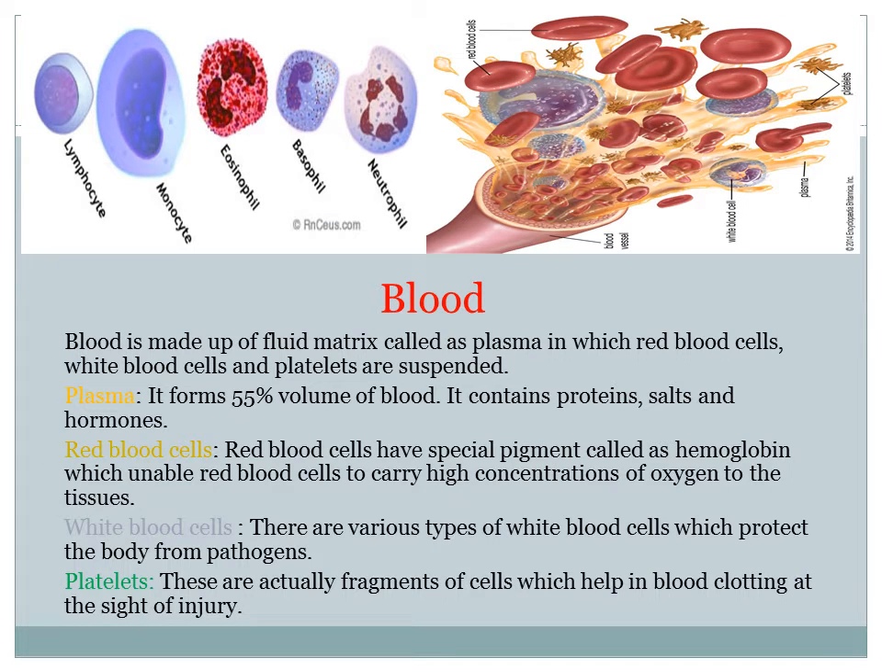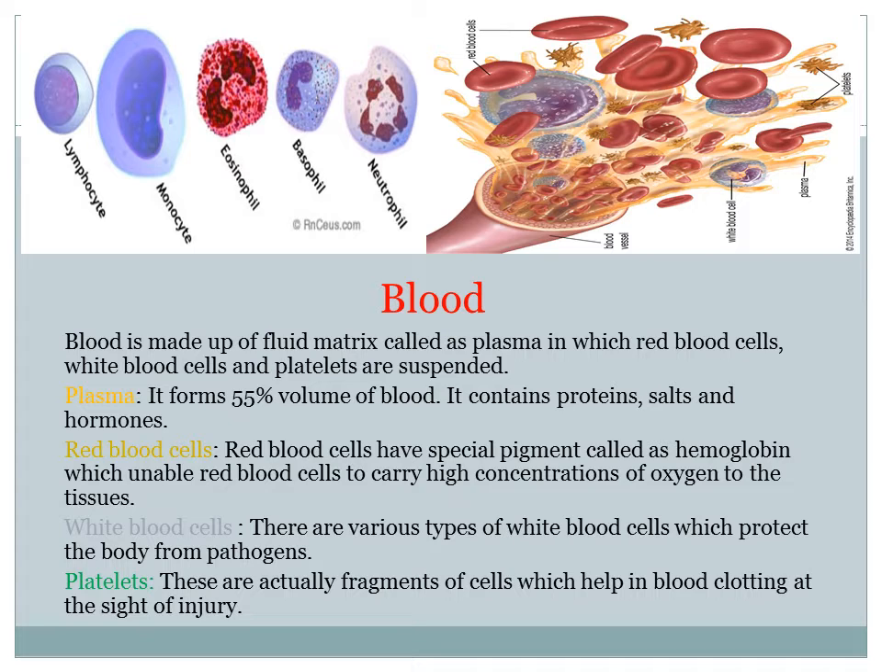First, let us discuss fluid connective tissue, that is blood. In this tissue, space between cells is occupied by liquid substance called plasma. Blood plasma is made up of almost 90% of water and 10% of other substances like proteins, salts, and hormones. There are three types of cells present in blood: red blood cells, white blood cells, and platelets.